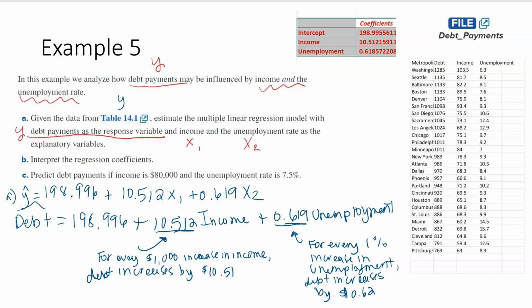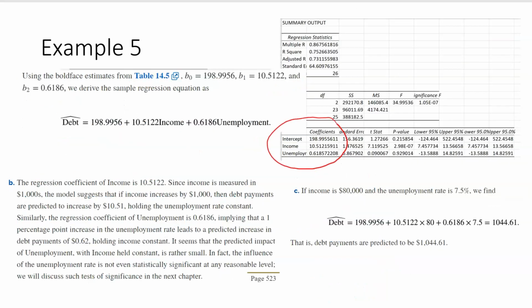And so predict debt payments if income is 80,000, remember it's in the thousands, so we'll plug in 80 for income, and unemployment is 7.5%. We were going to turn that into 0.075, but excuse me, it's already in percentages, so we can leave it as 7.5. So here we'll plug in 80, and here we'll plug in 7.5. And when we do that, we get 1,044.61. So if your income is 80,000 and the unemployment rate is 7.5%, your debt payment is going to be $1,044.61.